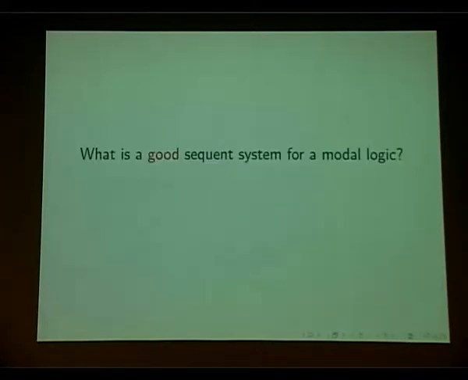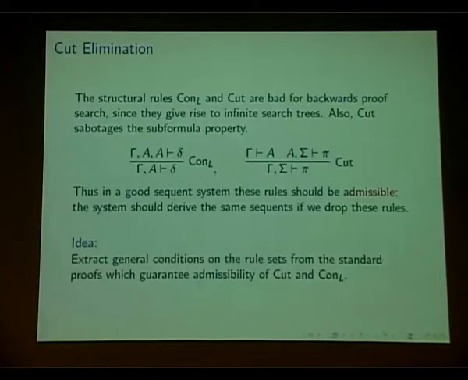All right, so now we know what a sequence system is. So let's have a look at what a good sequence system is. And since we're coming from this, one of the main ideas was to get decidability for the logic, so we want some kind of backwards proof search or some kind of subformula property for the sequence system.